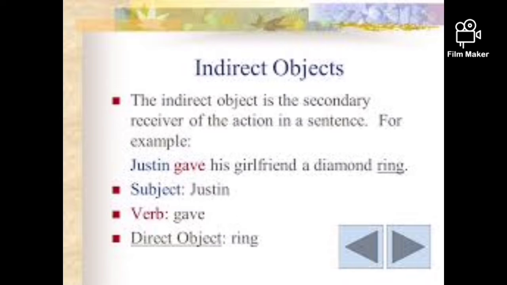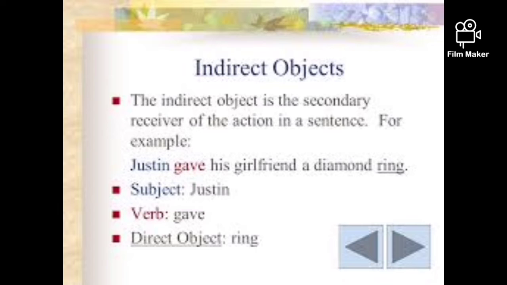So first, if you get an answer for what, it will be your direct object. If you get an answer for whom, you'll get the indirect object. To whom it is given, then you will get clarity for the indirect object. So the direct object doesn't depend on an indirect object. By this we can clearly say the indirect object depends on the direct object.